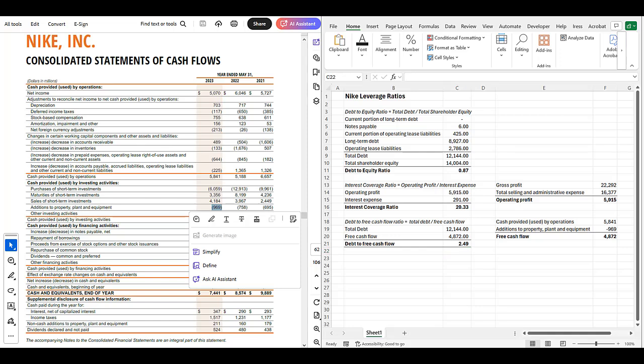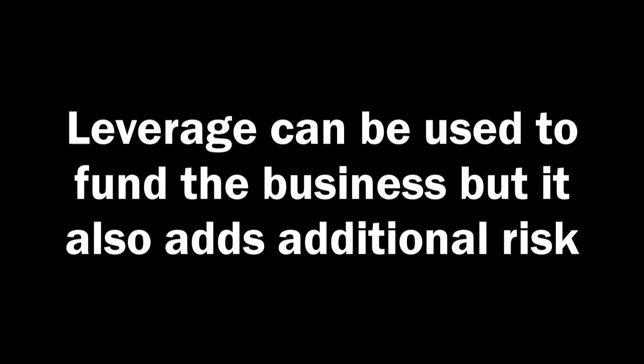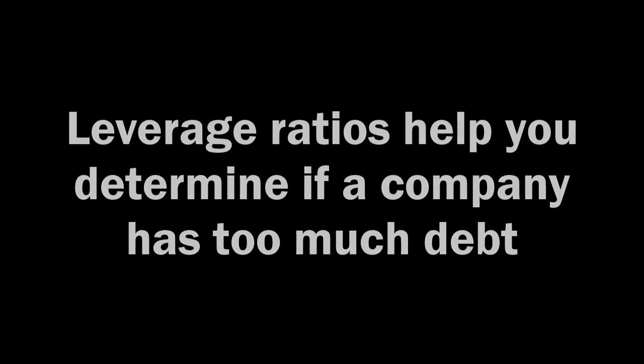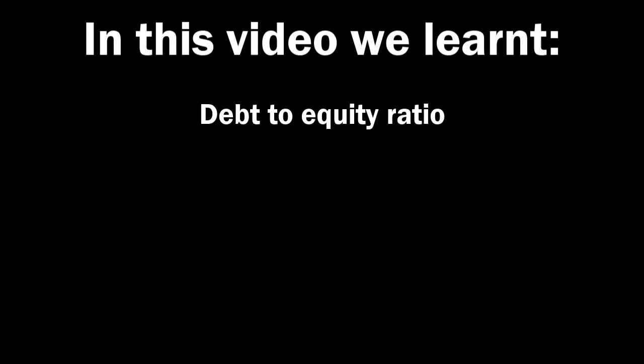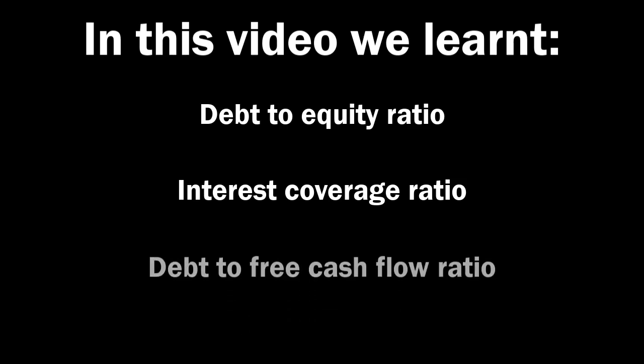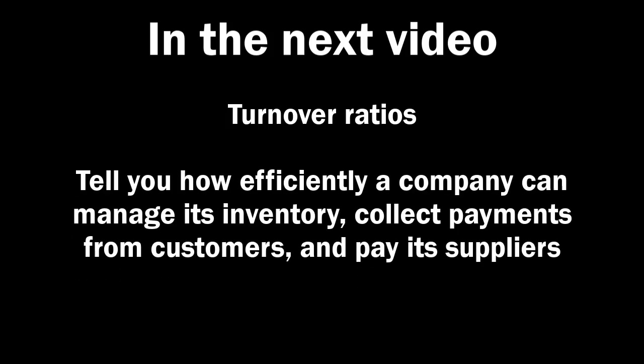This means Nike could pay off its debt within 2.49 years if it used all its free cash flow to repay debt. While leverage can be used to help fund the business, it also adds additional risk. Leverage ratios help you determine if a company has too much debt. In this video, we learnt about the debt to equity ratio, the interest coverage ratio, and the debt to free cash flow ratio. In the next video, we'll cover turnover ratios. These tell you how efficiently a company can manage its inventory, collect payments from customers, and pay its suppliers.